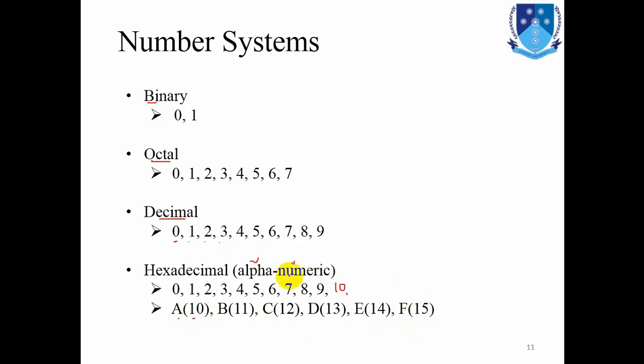That's why this number system is known as an alphanumeric number system. Alpha means alphabets, numeric means numerical numbers. So we have 0 to 9, 10 digits, while A to F are 6 alphabets. So collectively, these 16 digits will make any number of the hexadecimal number system.